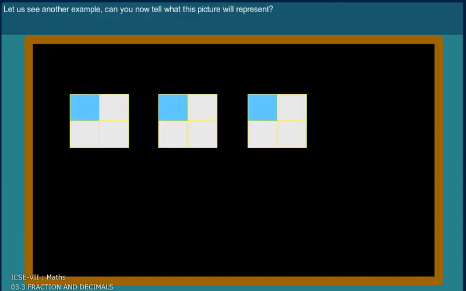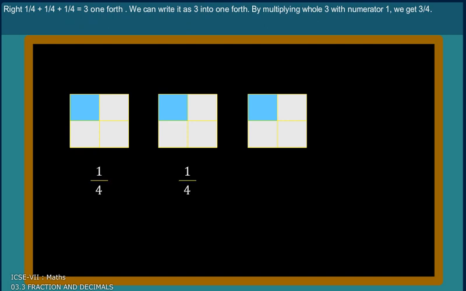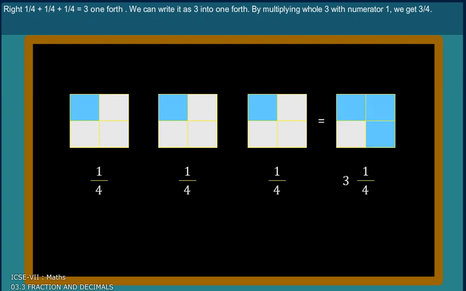Let us see another example. Can you now tell what this picture will represent? Right. 1/4 plus 1/4 plus 1/4. That is equal to 3 times 1/4. We can write it as 3 into 1/4. By multiplying whole 3 with numerator 1, we get 3 by 4.